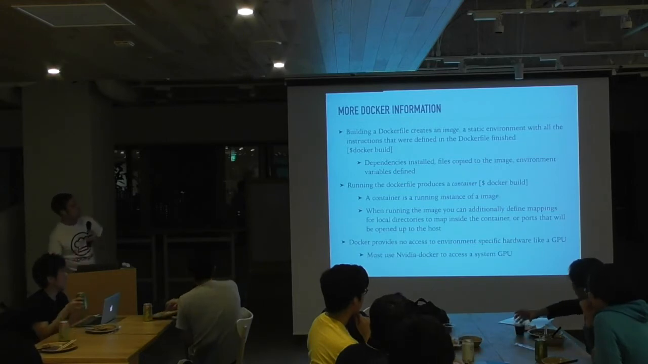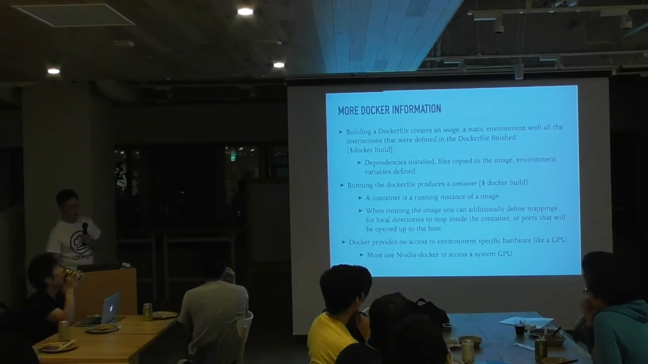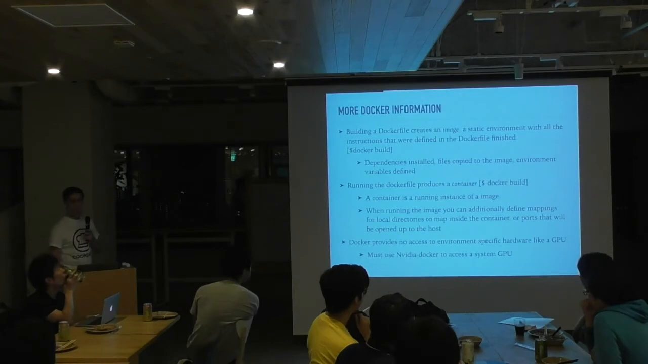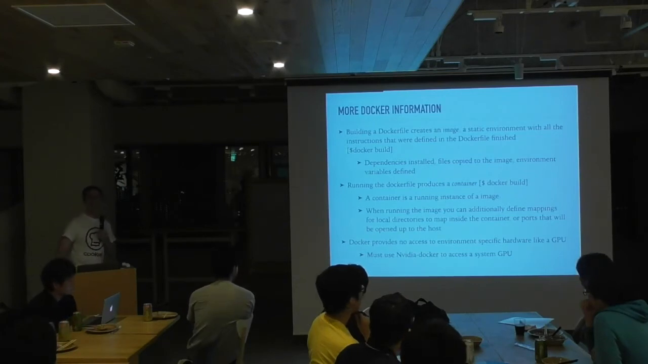This is actually a mistake on the second line. I should say Docker run instead of Docker build. And running the image gives you a container. So a container is the live thing that has lots of mutable data that you can then, after changing or compiling TensorFlow serving, save to a new image.